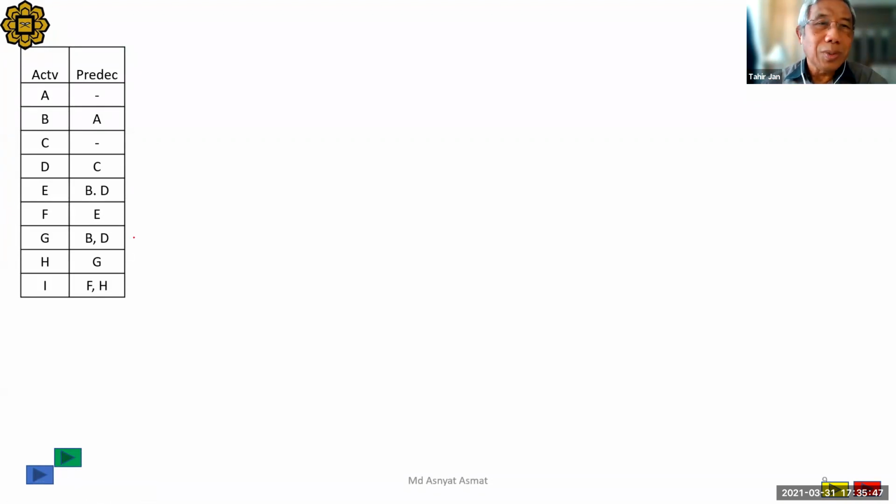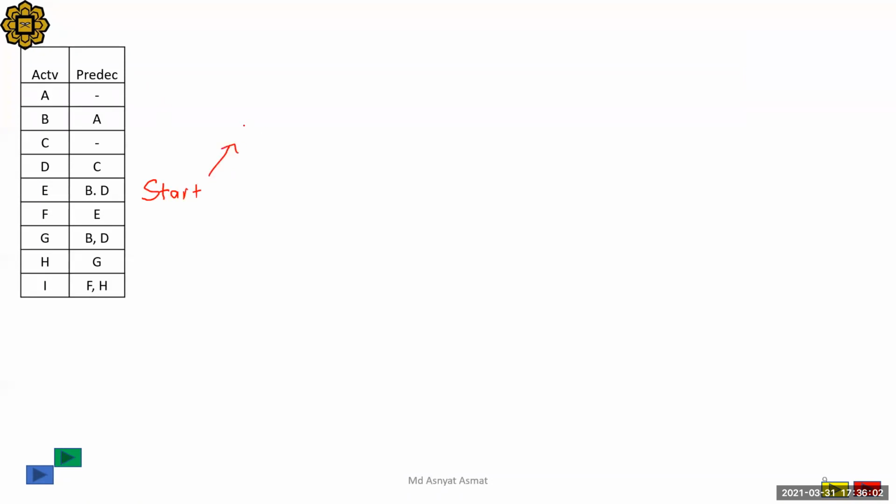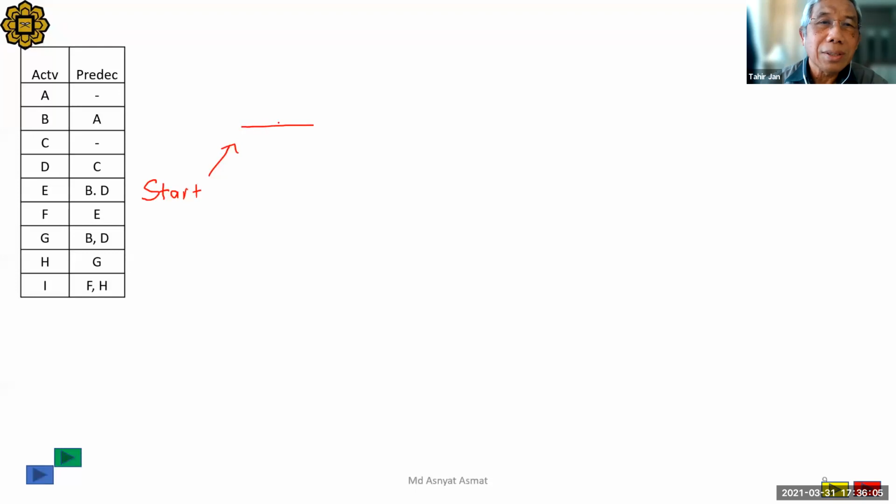We are going to put start first. Then A. Now I am lazy to draw the box, so I do like this. I hope you don't mind. In the exam, if you do like that, I accept, as long as the 6 numbers appear.